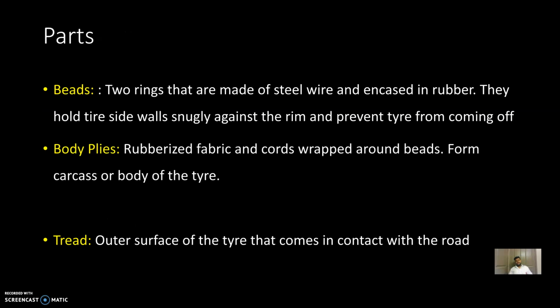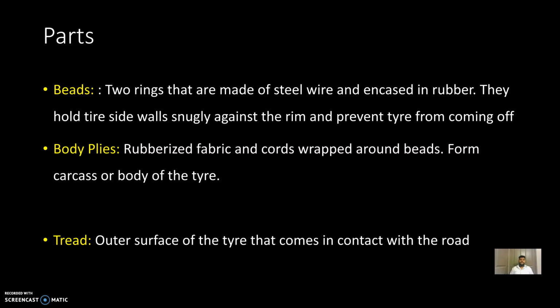Now, the main parts of the tires. The first one of them is the beads. Basically, beads are two rings made of steel wire and encased in rubber. They hold the tire sidewalls snugly against the rim and prevent the tire from coming off.